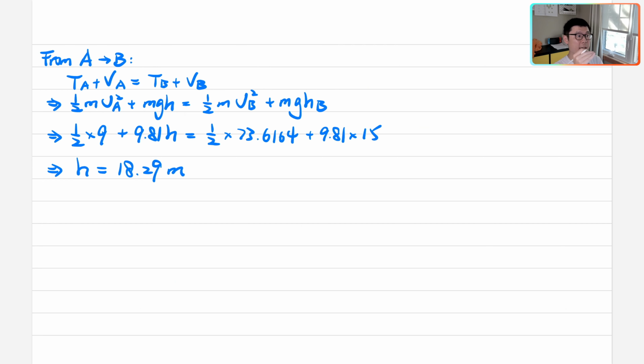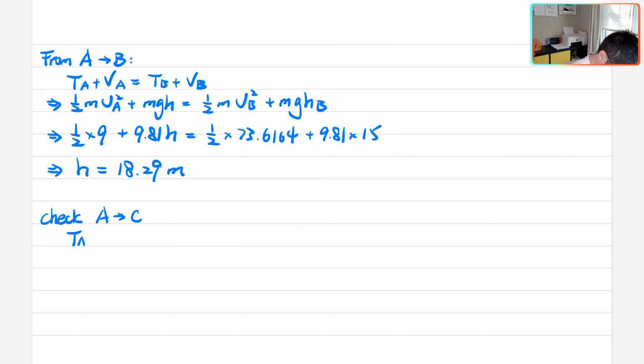This is your height, the minimum height for velocity vb at B to get that minimum velocity, and for the velocity at point C to get the minimum velocity. However, we can check that. We'll just quickly check if the height of 18.29 meters will give us enough speed to safely pass point C.